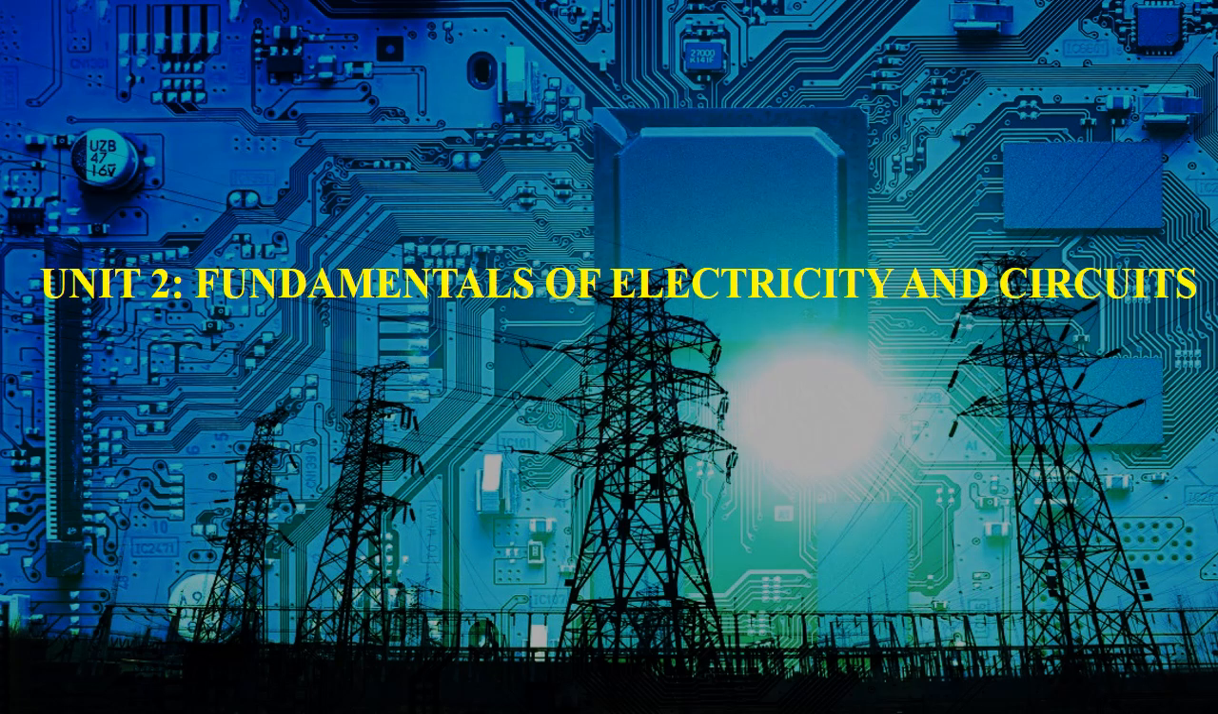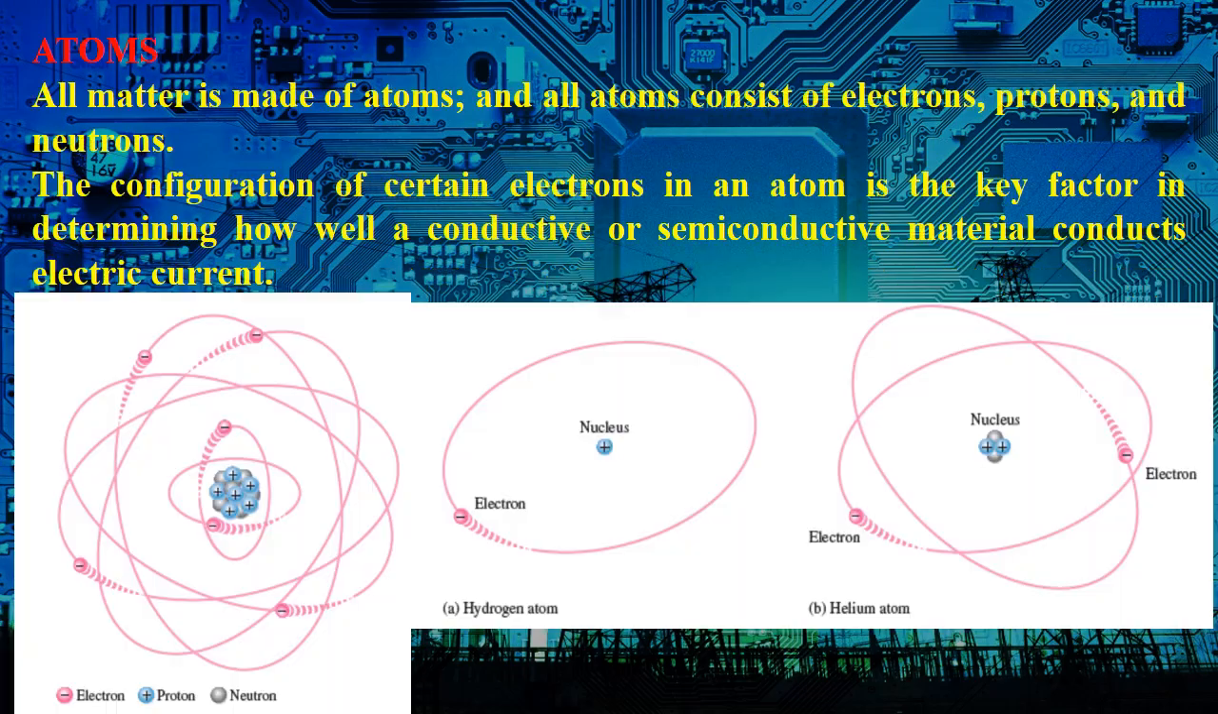In this video, we are going to discuss Unit 2, which is Fundamentals of Electricity and Electronics Circuits. Okay, our first topic in this unit is atoms. An atom is a basic building block of matter. Anything around us, even us, elements, they are all made up of atoms because they are matter. The tiny building block of matter is the atom.